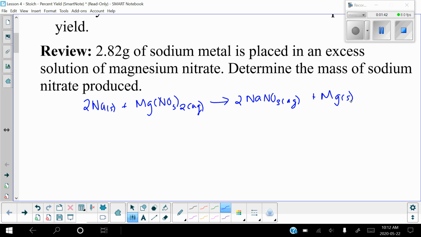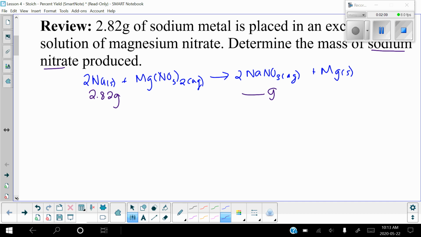Okay, from here you're going to list what you know and what you don't know, what you're looking for. I know that there is 2.82 grams of sodium metal, and I am trying to determine the mass of sodium nitrate. So I'm looking for grams of sodium nitrate. Okay, let's begin writing our Stoich statement. So we are looking for mass of sodium nitrate. You're going to begin with what you know. So I go 2.82 grams of sodium. We now need to convert this into moles. And the way that we do that is we use our molar mass.